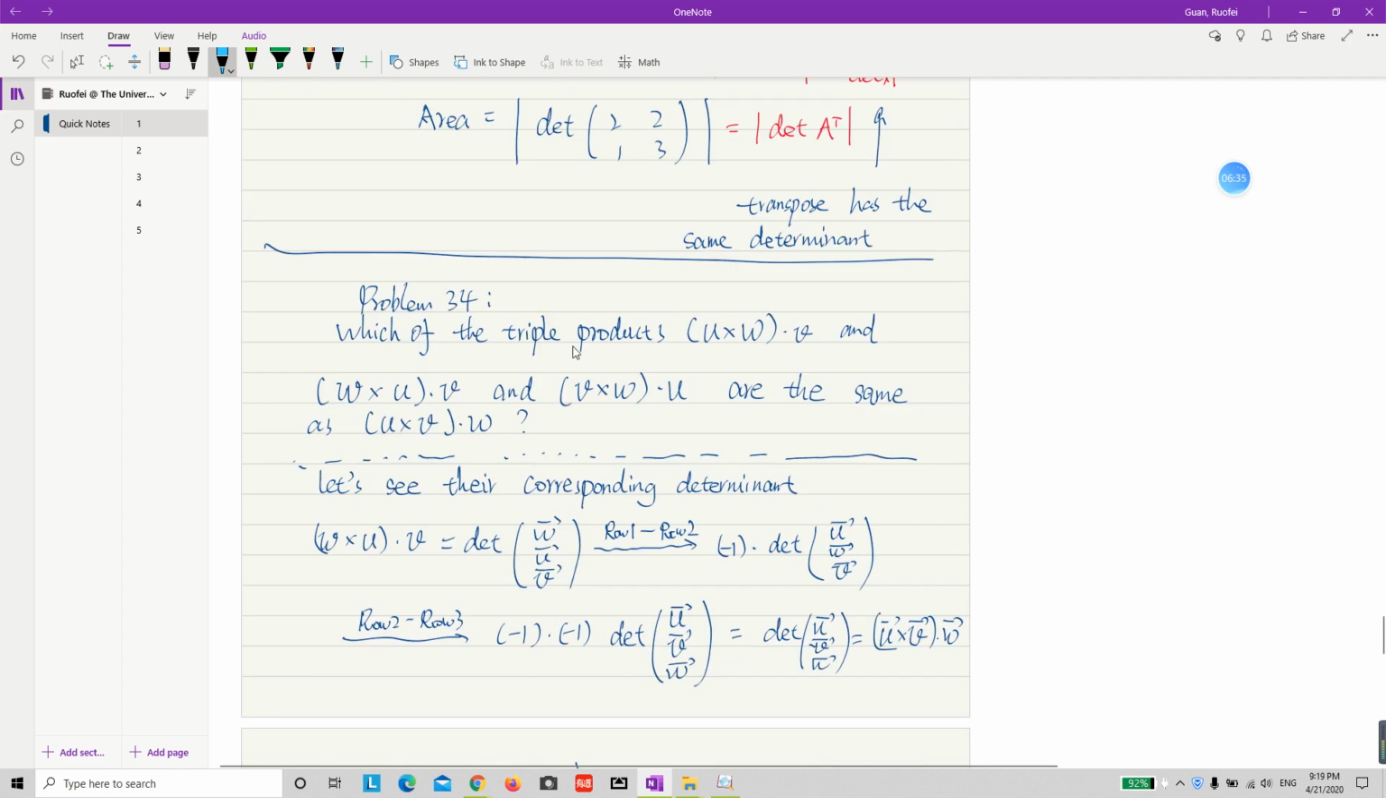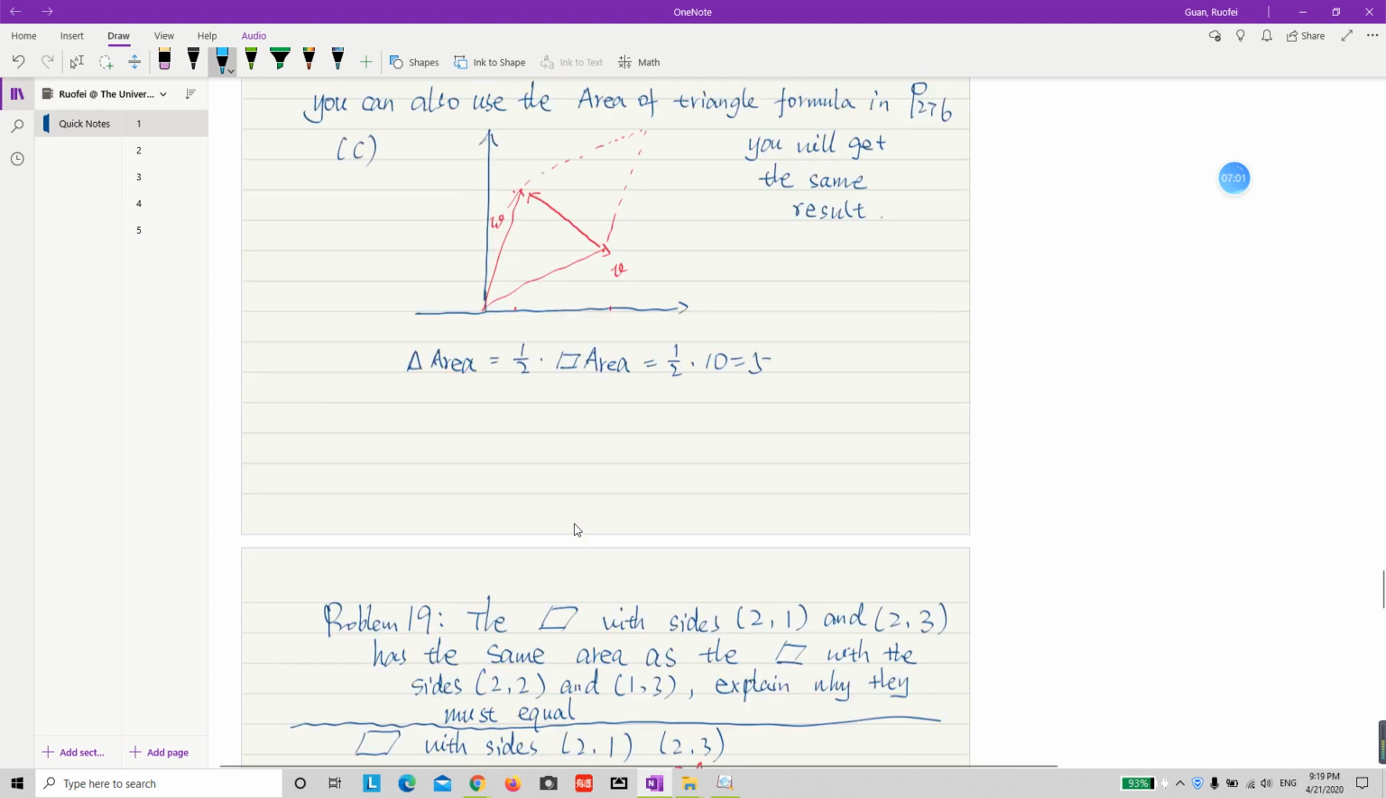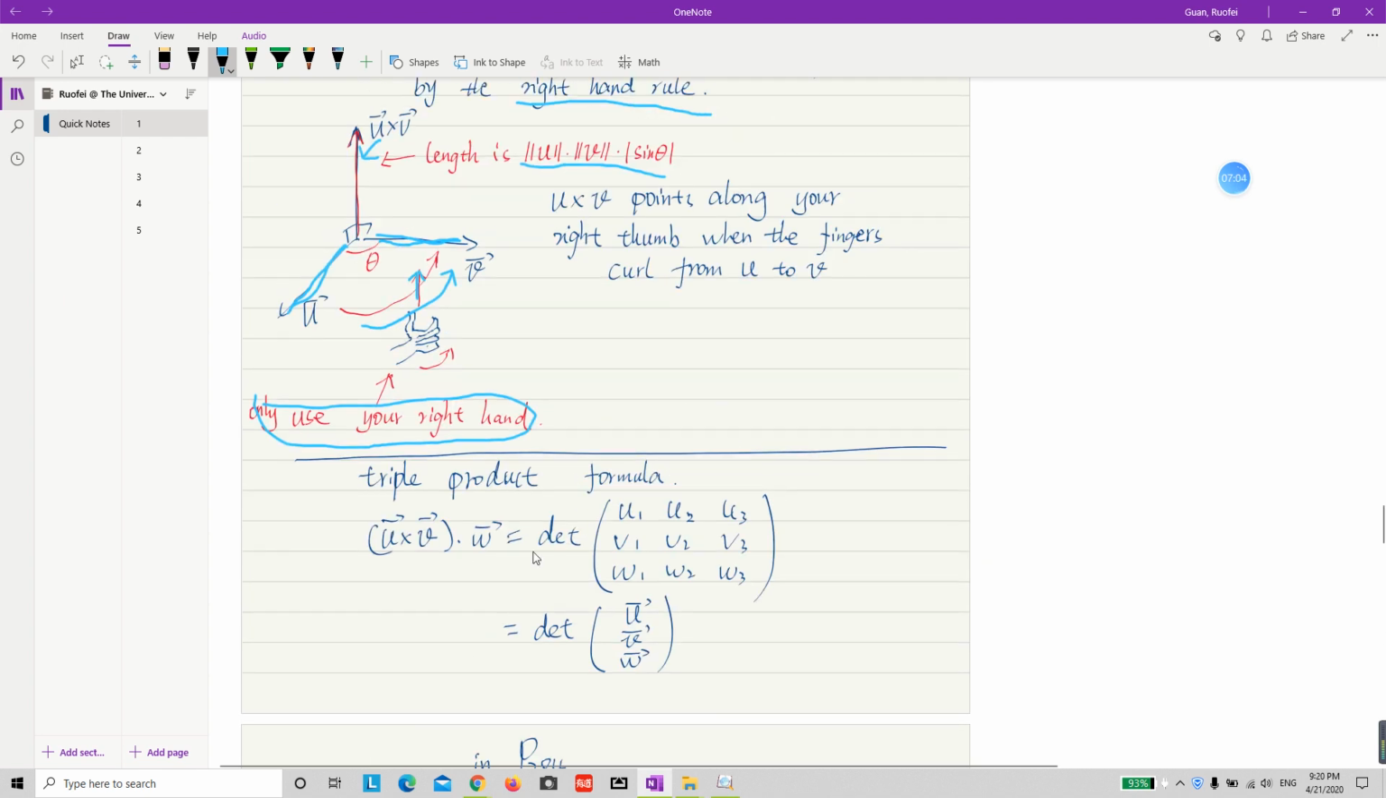Which of the triple products (u cross w) dot v, (w cross u) dot v, and (v cross w) dot u are the same as (u cross v) dot w? Okay, so let's see their corresponding determinants by this formula. This formula gives you the corresponding determinant for each triple product.